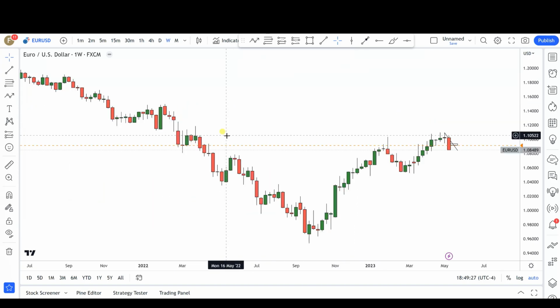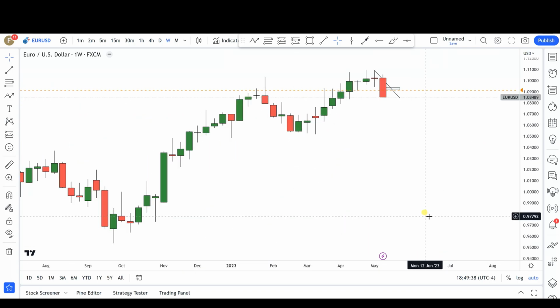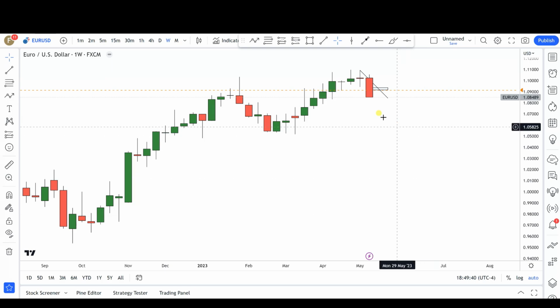Especially because we do have a monthly supply zone right around the area, okay, right around here, that the market just basically tapped, and then we're about to start turning around. So this might be maybe the beginning, who knows, this might be the beginning of a downtrend, okay, at least in the maybe daily or 4 hours time frame, okay?